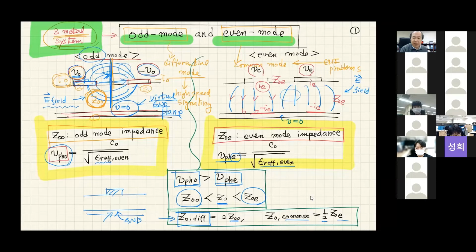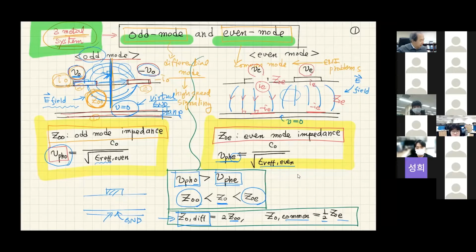Chang Seon, are you there? Can you speak to me? Okay, Kim Tae-woo, are you there? Park Dong-yeol? Yes, professor, can you hear me? Yes, what is your name? I'm Park Dong-yeol. Okay, would you summarize this slide for me?